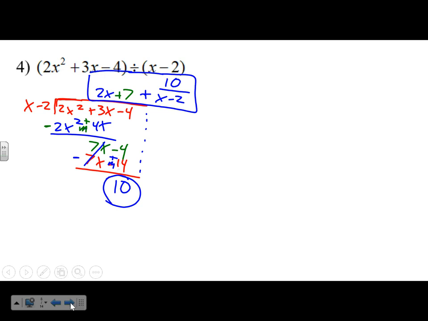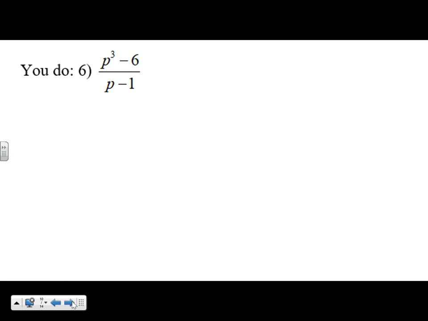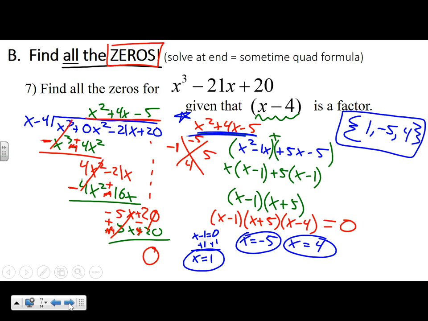And like I said, I don't think we end up with too many of those. You obviously will not have a question that has a remainder if they ask for all the zeros. If they say find all the zeros, then you're not going to have a remainder, because that doesn't help you find the zeros.